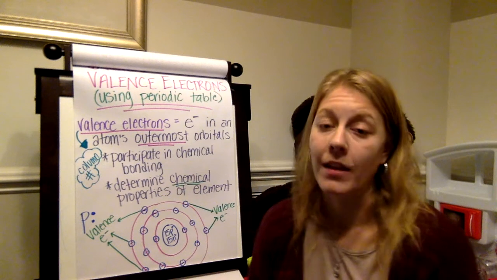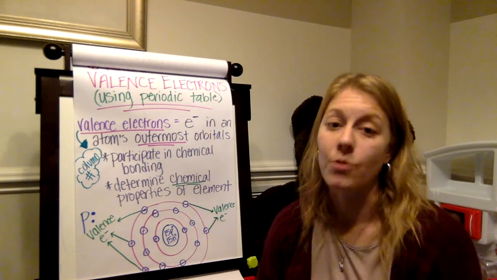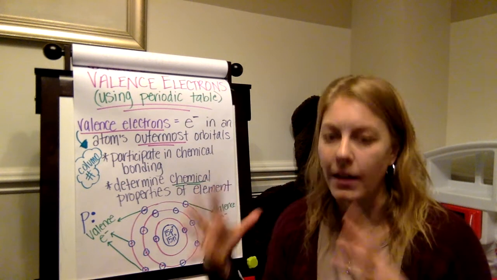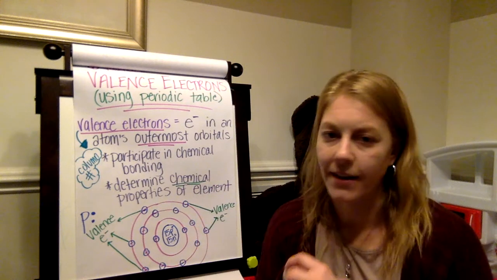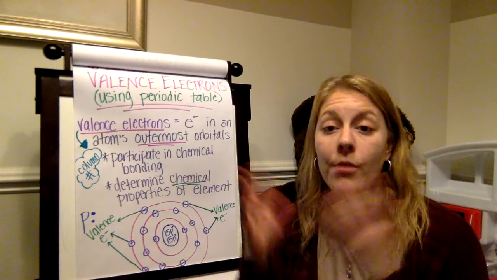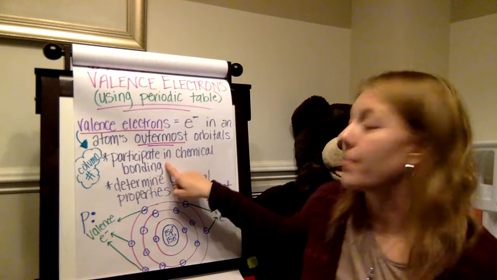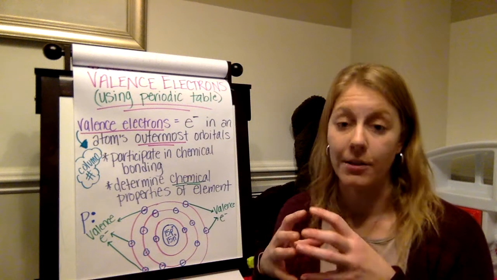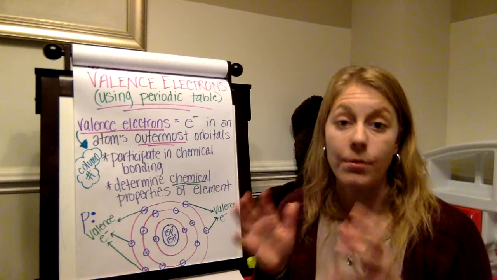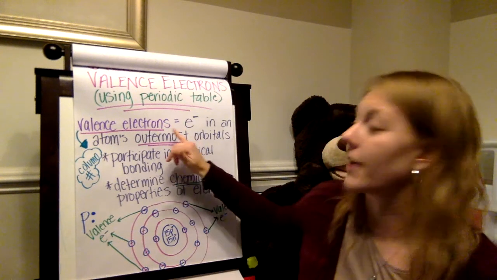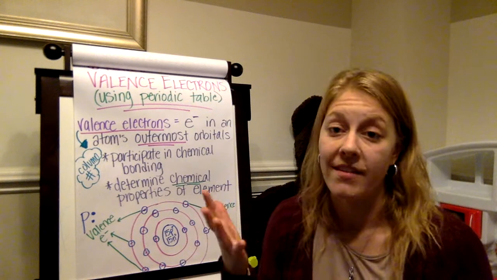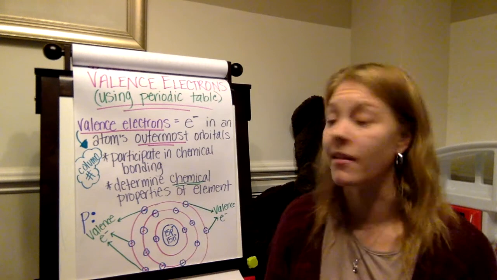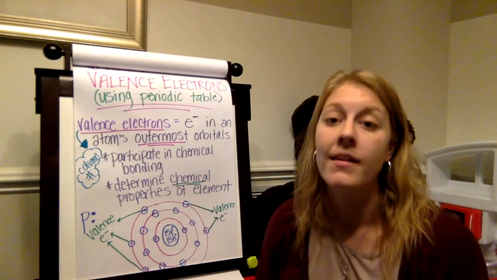Valence electrons are the electrons that are in the atom's outermost orbitals. All right, so we have inner electrons that are shielded by these outer valence electrons, and I'll show you a diagram in a second. These outermost electrons are the electrons that participate in chemical bonding. Remember from the last video I had said that the inner electrons are shielded. That means that they're not really able to participate in chemical bonding. So these valence electrons are the important ones that we're looking to see how an atom is going to react with another atom. These valence electrons also determine the chemical properties of an element.